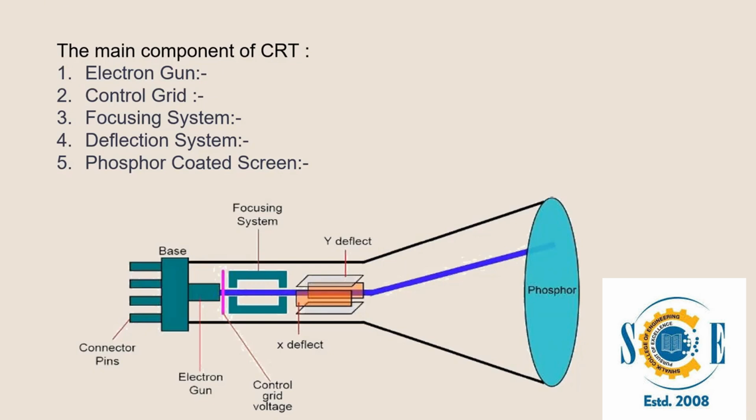The next one and the last one is the phosphorus coated screen, or phosphor coated screen. It is the screen in which the inside surface of every CRT is coated with phosphorus. The phosphorus glows when the high energy electron beam hits the screen so that the screen can show the image, or its screen can be visible. So this is the working of the CRT and the main components of CRT.